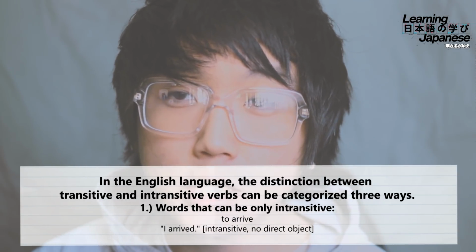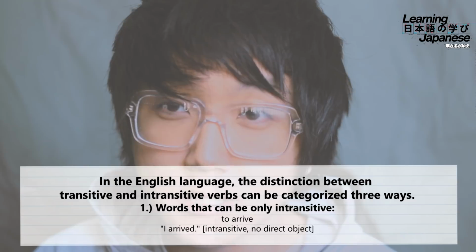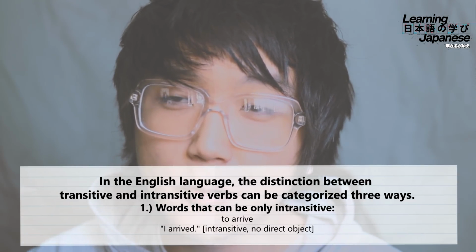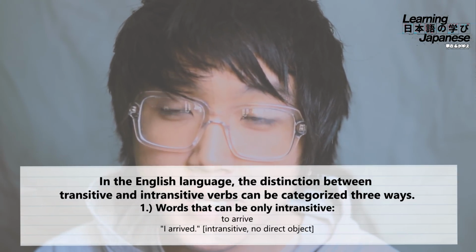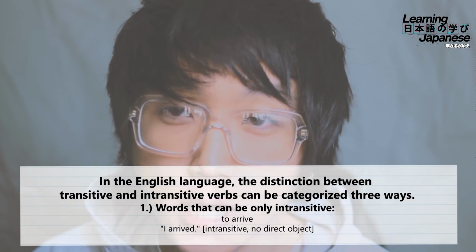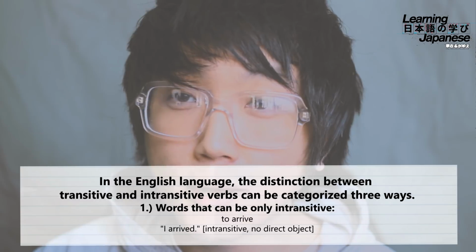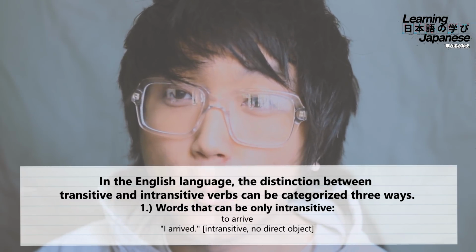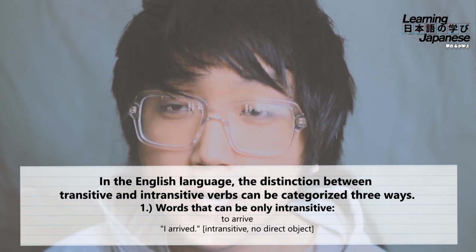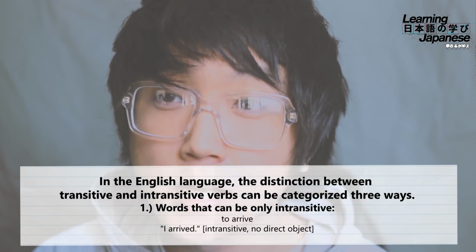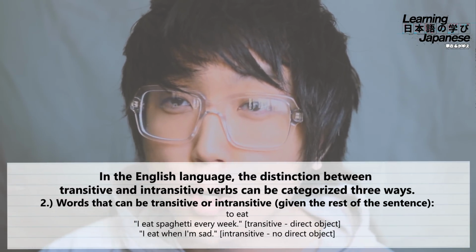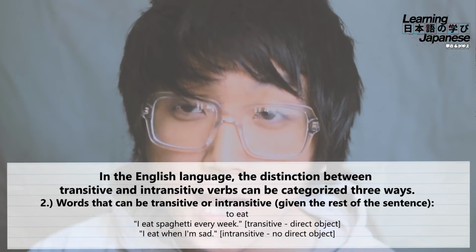So in English, the distinction between transitive verbs and intransitive verbs can basically be categorized 3 different ways. First up, we have the verbs that are basically just intransitive. Words like to arrive or to die, you don't have a direct object to these verb words. You just do them yourself and it happens to you. I arrived, I died.